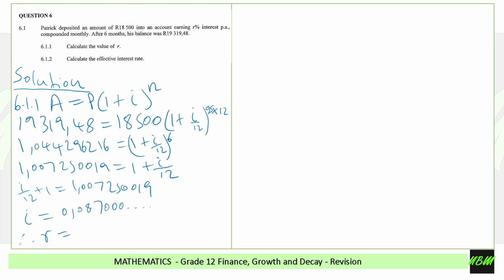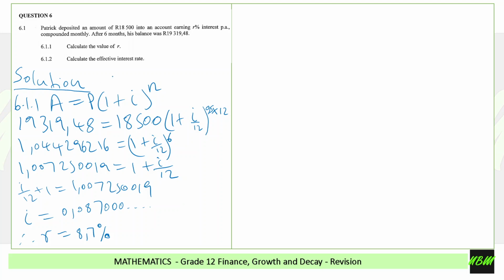So 0.08700022298 multiplied by 100 will give us 8.70%, rounded off to 2 decimal places, of which it will just be 8.7%. That will be our R.